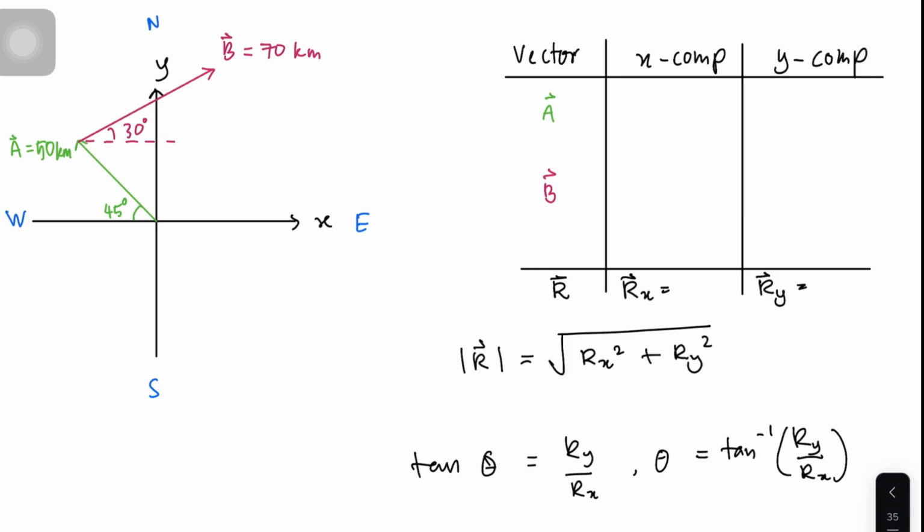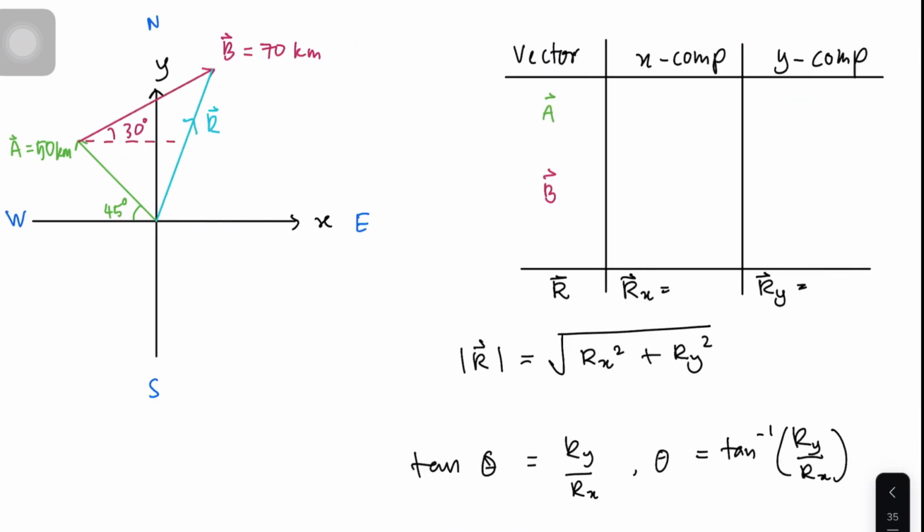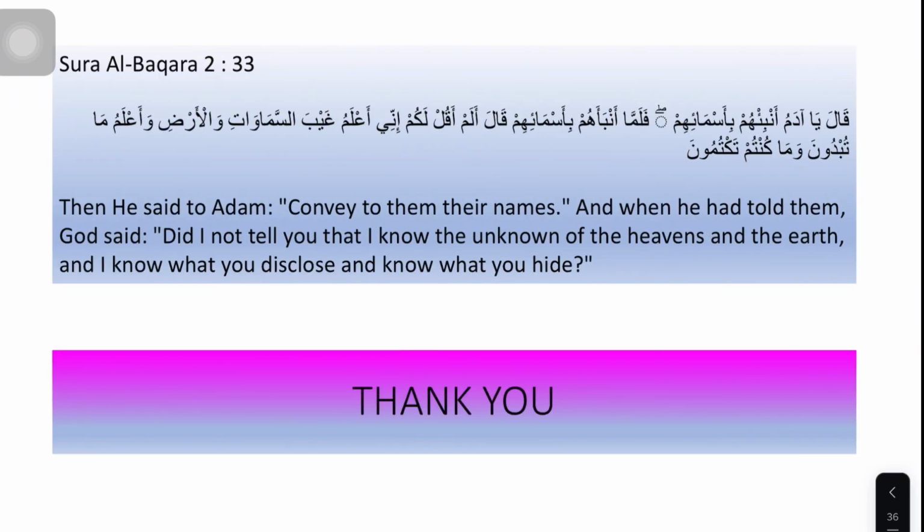Based on the tail to tip method, by right, your resultant should be lying somewhere here. This is your R, the resultant vector. Take this one as your homework. Solve it, and make sure you are able to get the answer as given here. That's it for chapter 1.